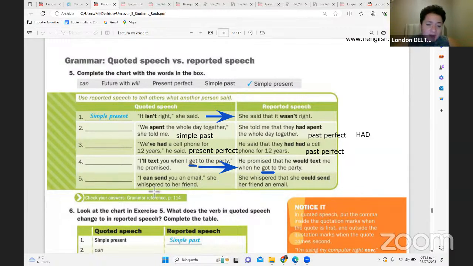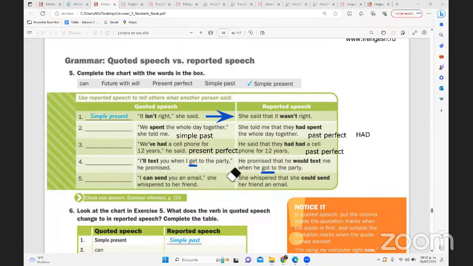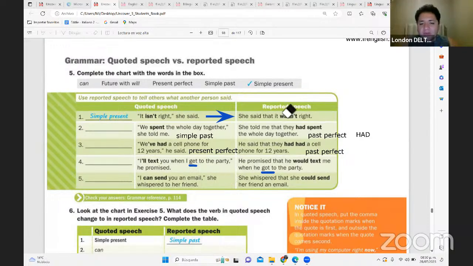All right. Next one, can. So, te puedo enviar un correo. Ella susurró que podría enviar un correo. So can changes to could. All right. So tell me, do you have any questions about these exercises? No. Good. Okay, so that's with reported speech.